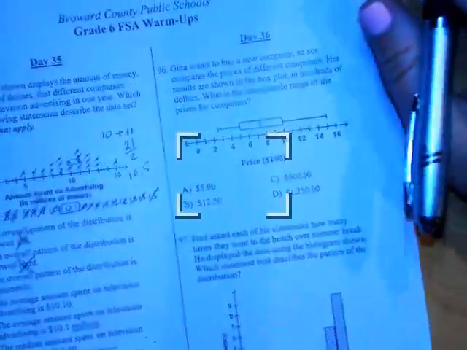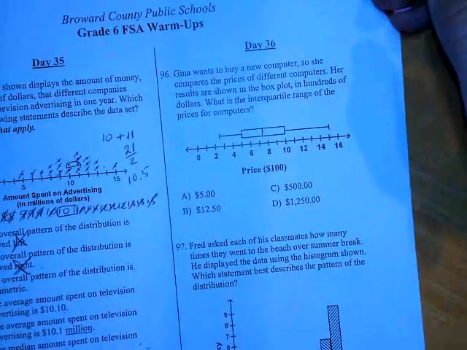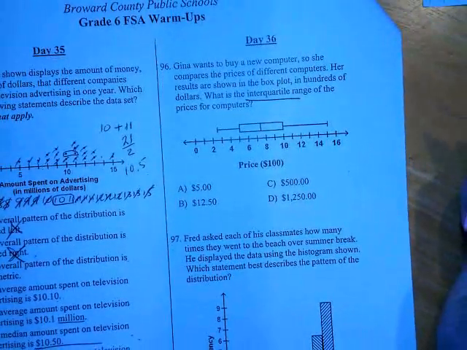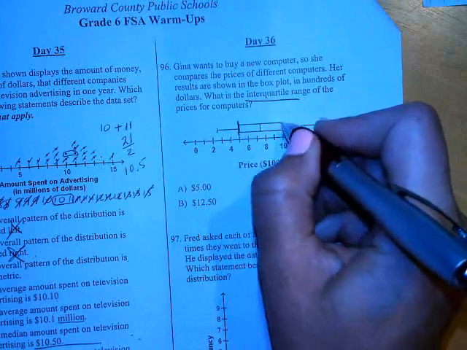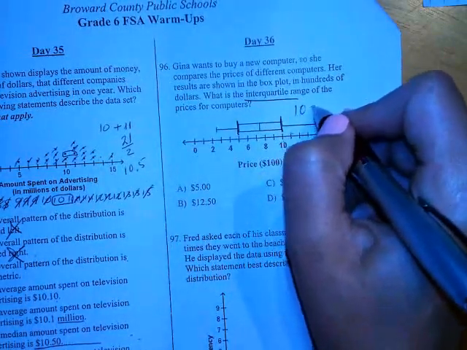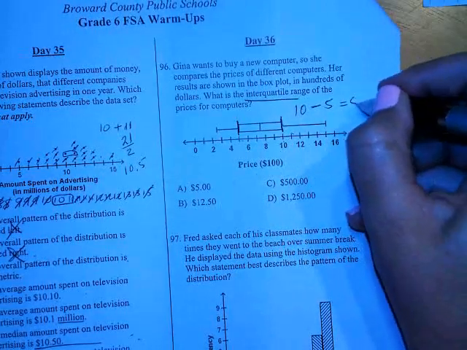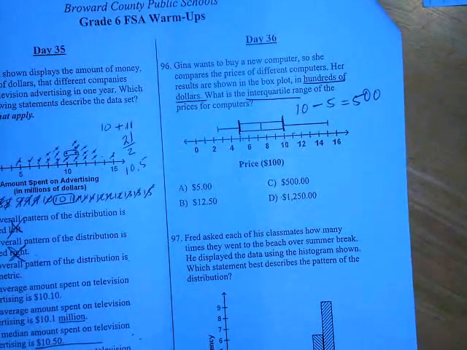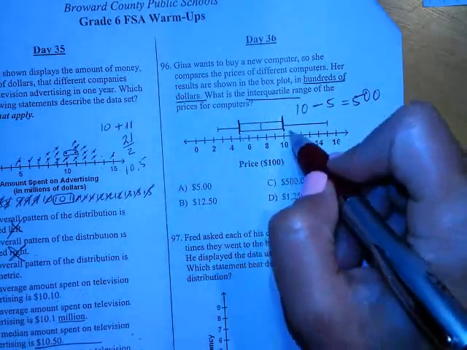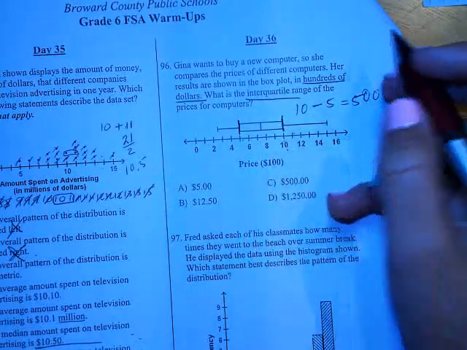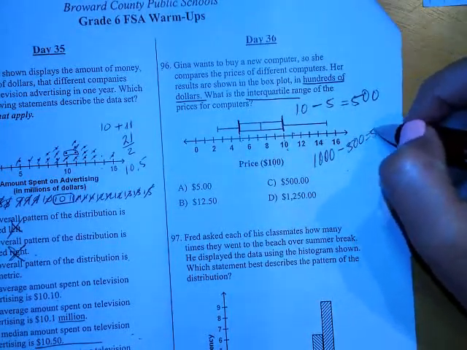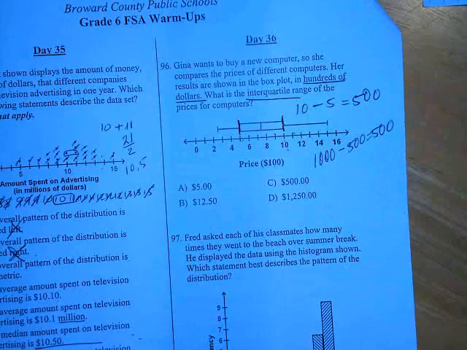Number 96. Gina wants to buy a new computer, so she compares the prices of different computers. The results are shown in the box plot in hundreds of dollars. What is the interquartile range of the prices of computers? Remember, interquartile range goes from lower to upper. So the upper is 10 minus 5 makes it 5, but it's in hundreds of dollars. So 500. Each unit represents 100. So 10 times 100 is 1,000, and 5 times 100 makes 500. Number 96, making it answer choice C.